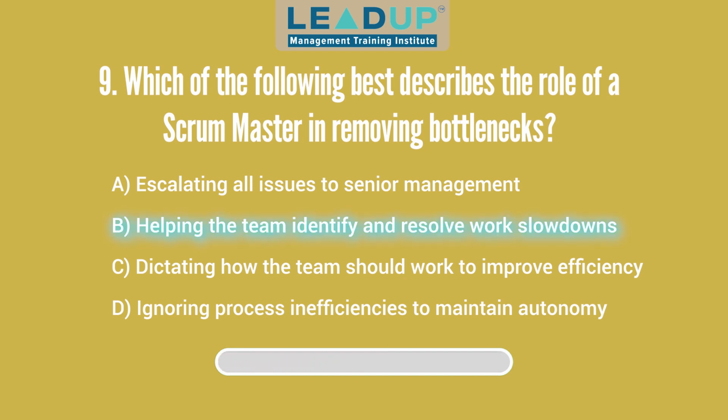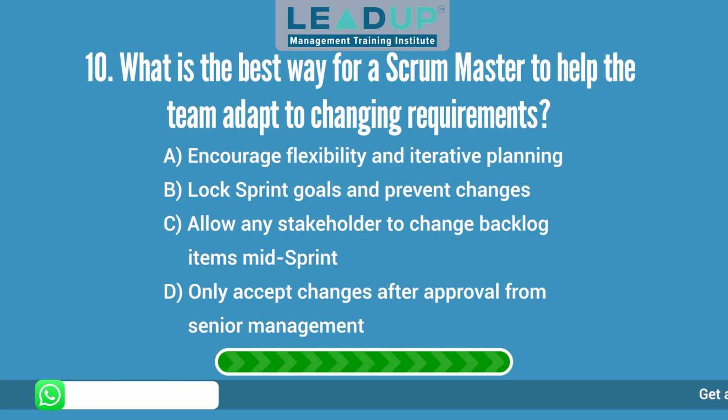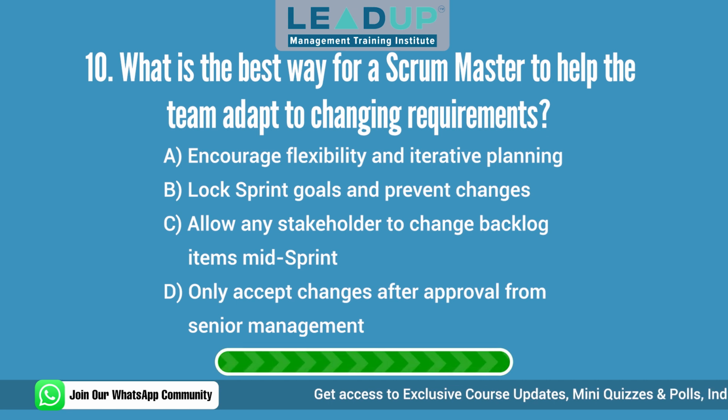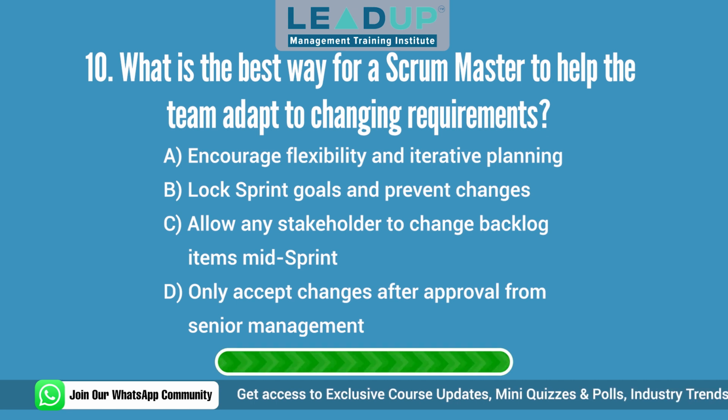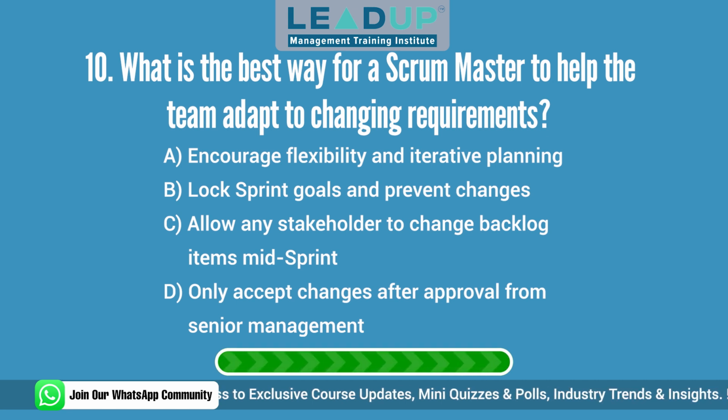Answer: helping the team identify and resolve work slowdowns. Question 10. What is the best way for a Scrum Master to help the team adapt to changing requirements? A. Encourage flexibility and iterative planning. B. Lock sprint goals and prevent changes. C. Allow any stakeholder to change backlog items mid-sprint. And D. Only accept changes after approval from senior management.